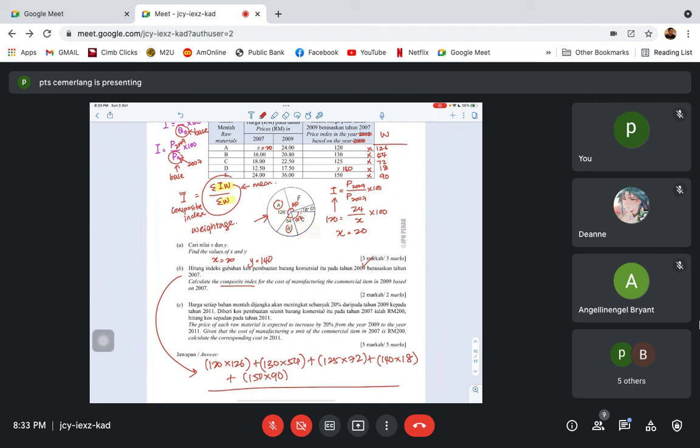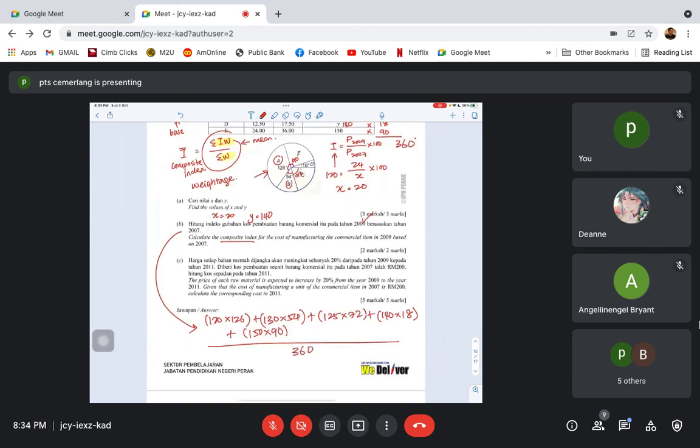And then everything divide by the total weightage over here. Kalau you tambahkan semua weightage, if you add it up, you can dapat 360 degree. Okay, so therefore you divide by 360. Itulah you punya composite index. That's how you get the answer for question B.